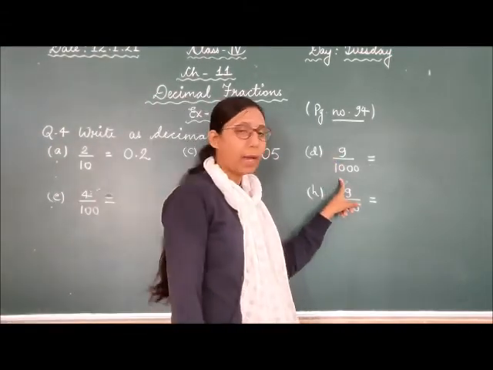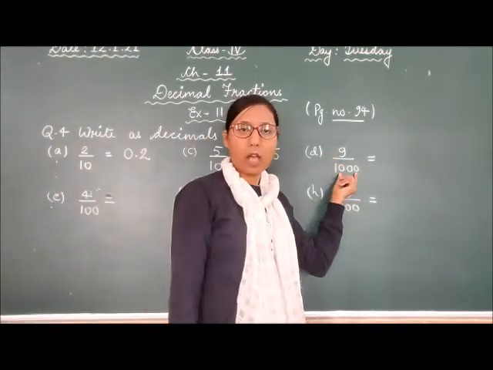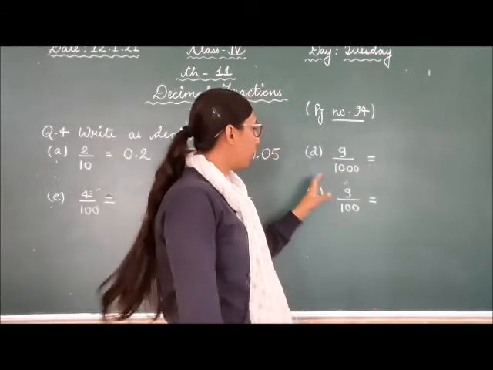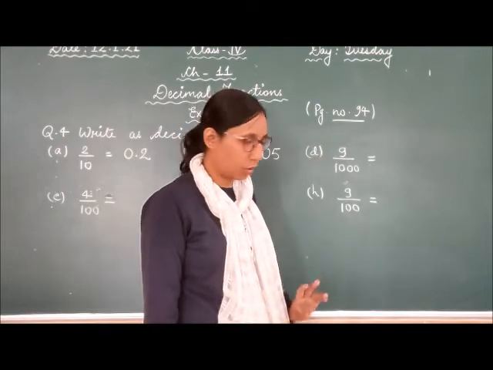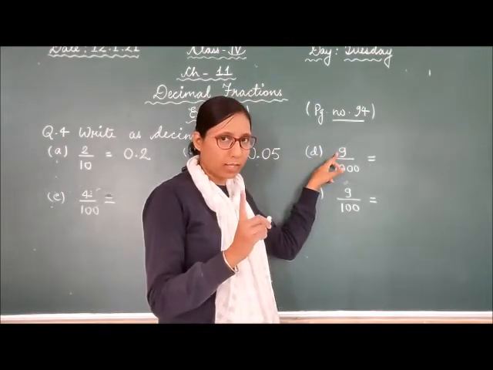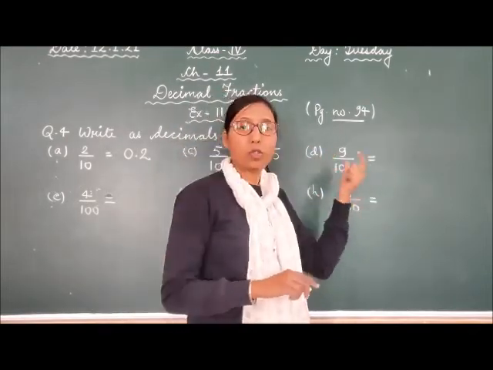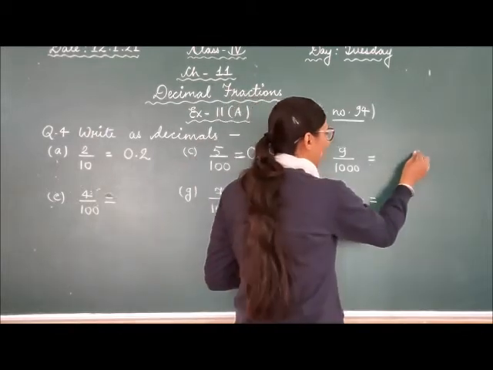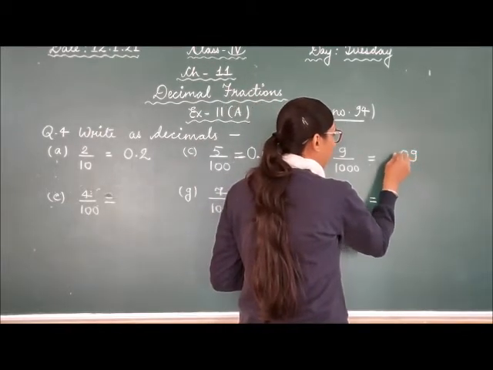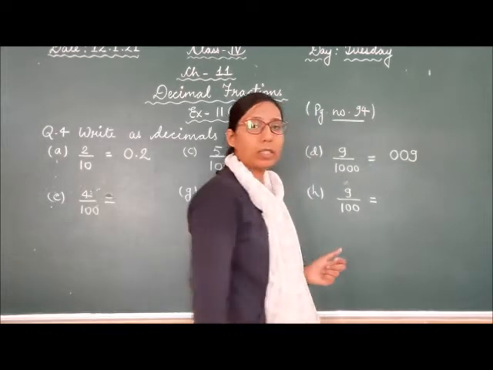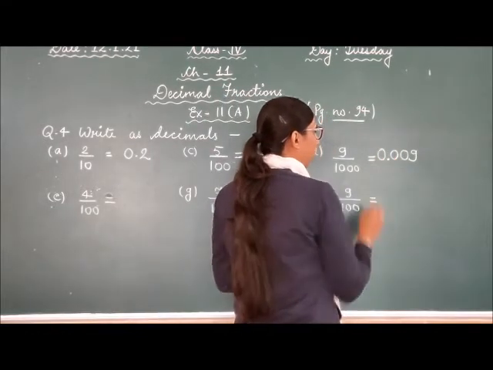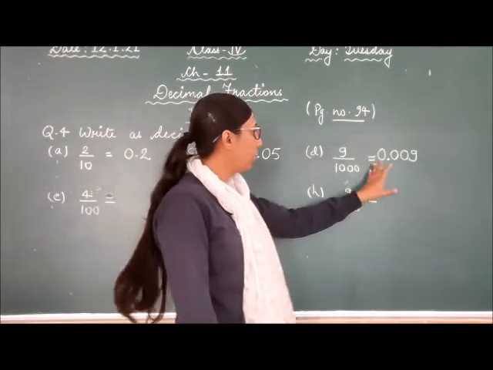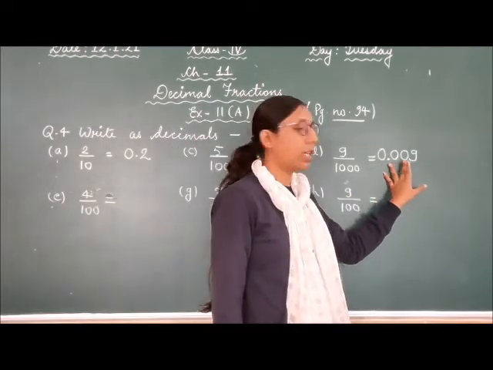In this one, 9 by 1000. So according to this 1000, there are 3 zeros. So 3 zeros के according हम क्या करेंगे, 3 digit before decimal point we are going to put. But there is only 1 digit. So we are going to make 2 zeros. So it will become 9 and then 2 zeros before this 9. And we are going to put this decimal point here and we are going to write 0 again. So the answer will be 0.009.